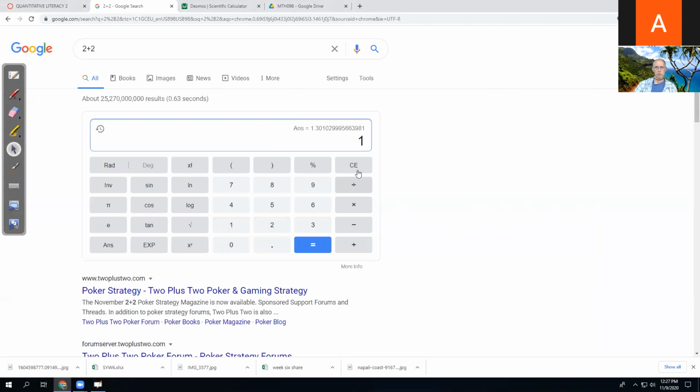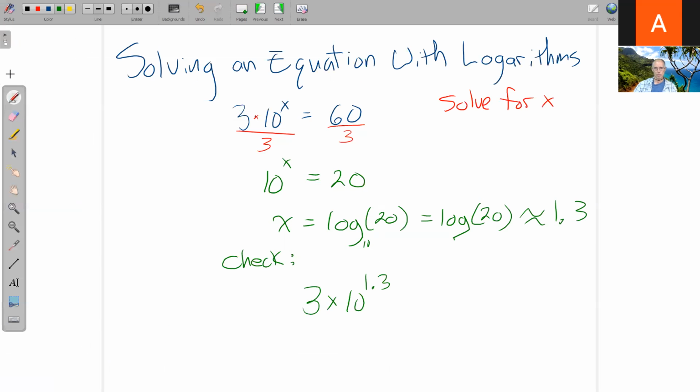So 3 times 10 raised to the power 1.3 equals 59.857. Now, if I had more decimals, it might get me slightly closer. Like what if I took 3 times 10 to the power 1.301, to 3 decimal places, a little bit closer to 60. So the more decimals I put in that power from the logarithm, the closer I get. So that's pretty close. That's approximately 60 to the nearest whole number.